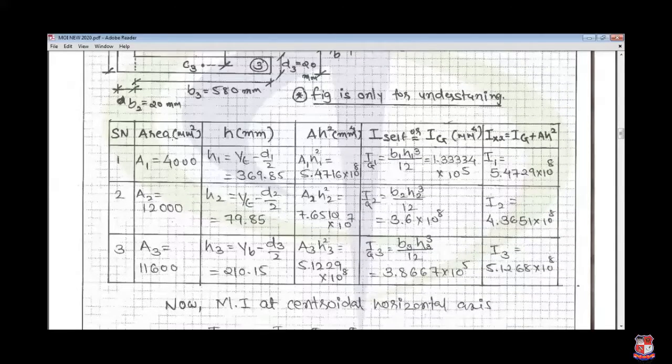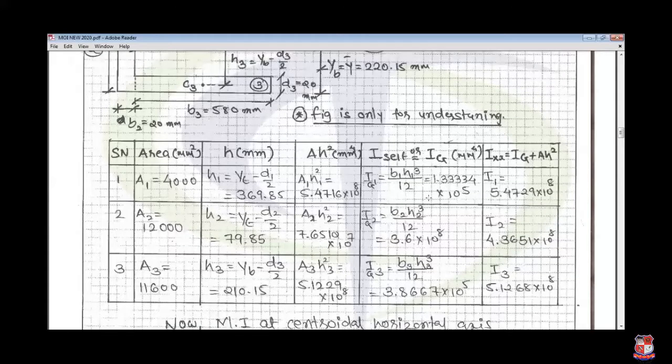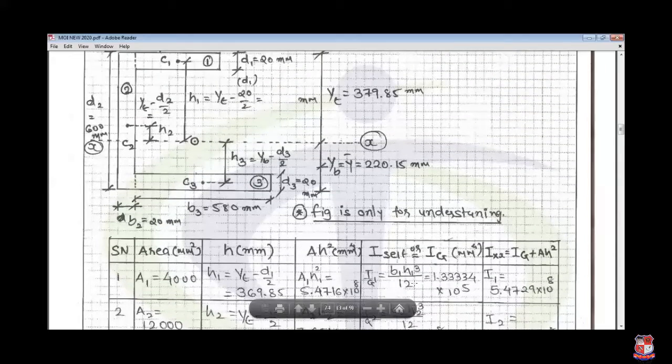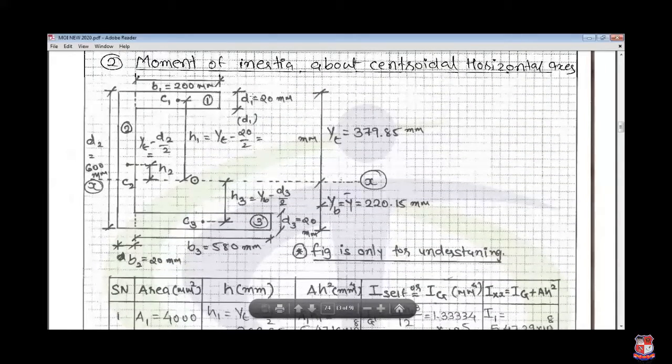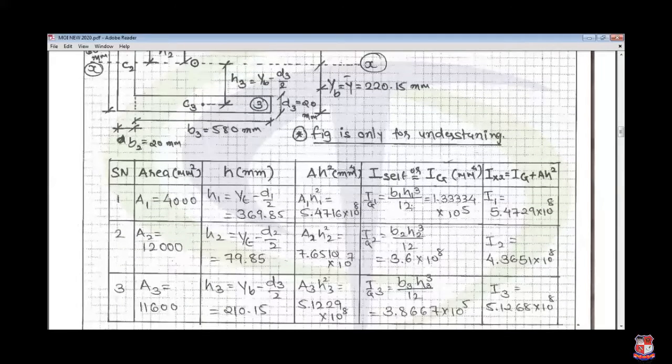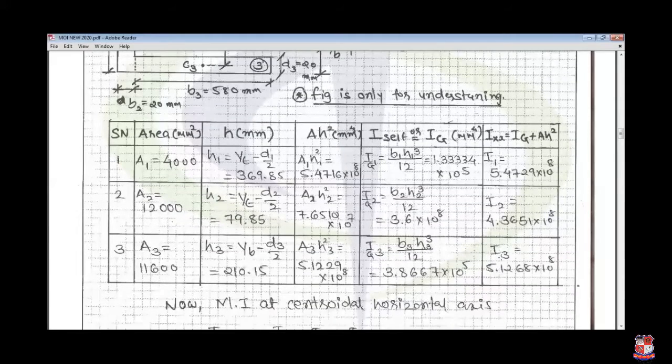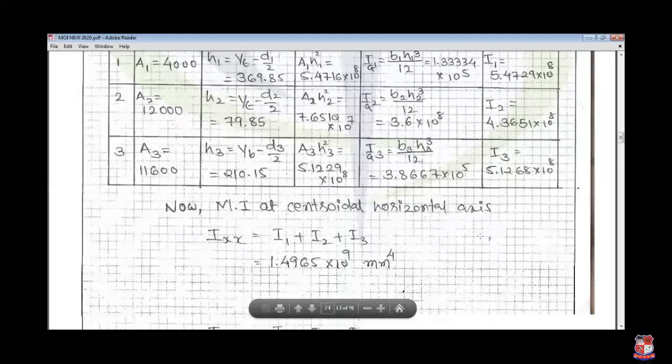Now Ah square you can easily calculate; you all know about the area. Now what is Ig? Ig means the moment of inertia about the centroidal self axis. So simply use the formula bd cube by 12. They have considered h because they have used the terminology h here. So bd cube by 12. You use the formula here, get your answers, and sum them: Ixx1, Ixx2, Ixx3, and finally Ixx is equal to Ixx1 plus 2 plus 3. So this is the moment of inertia about the centroidal horizontal axis.